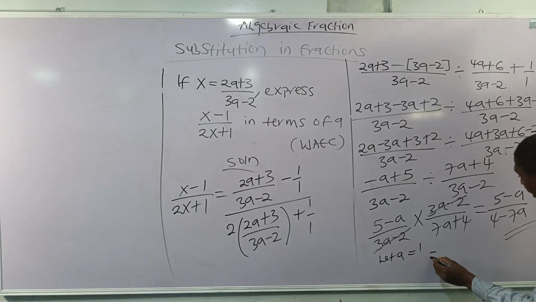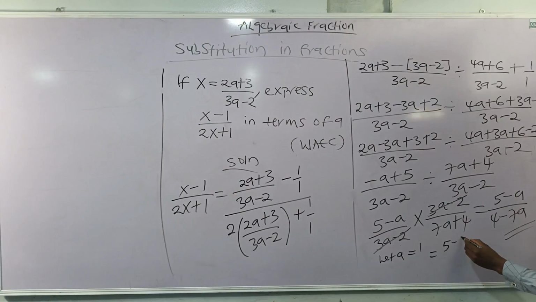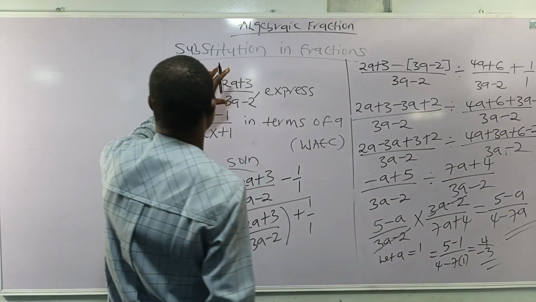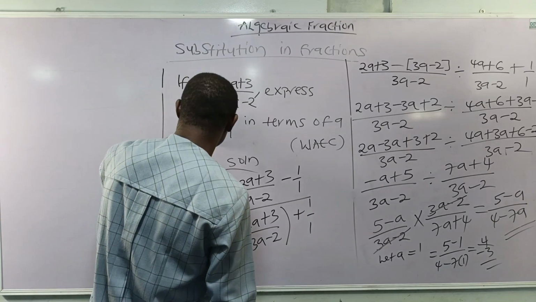So let A equal 1. If A is 1, I'll have 5 minus 1 all over 4 minus 7 bracket 1. 5 minus 1 will give me 4. 7 times 1 is 7. And 4 minus 7 will give me minus 3. So I have minus 3 over 4 when I use A as 1. So first, I must put A as 1 for X before putting it here.